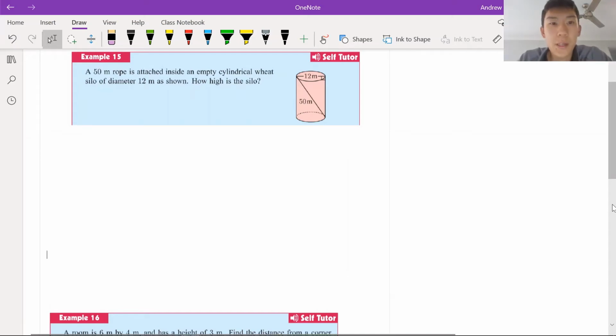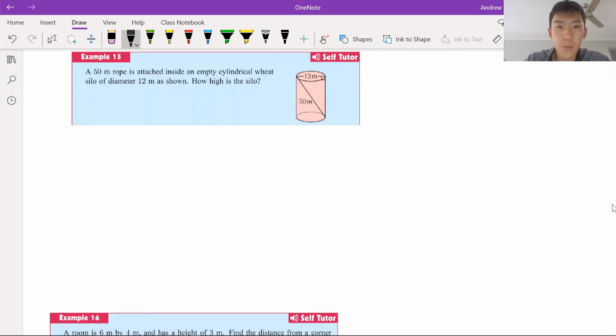The final aspect, or application, of Pythagoras theorem we're going to be looking at is how to apply it to 3D problems. So let's have a look at questions 15, 16, and 17. A 50-meter rope is attached inside an empty cylindrical wheat silo of diameter 12 centimeters as shown. How high is the silo?